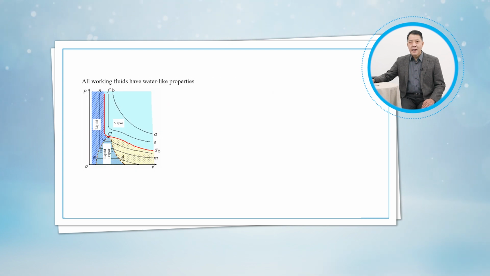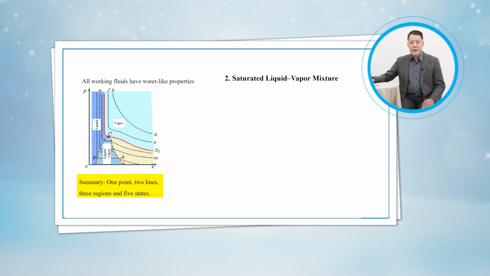We must keep in mind that all the working fluids have the water-like properties. There are 1 point, 2 lines, 3 regions, and 5 states in the PV, TS, and even HS diagrams. Now, let's talk about the saturated liquid vapor mixture.